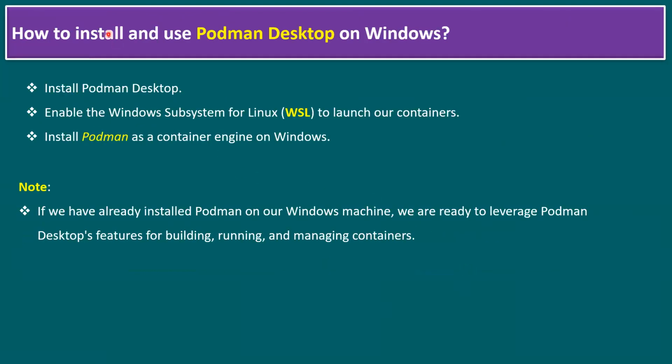Now let's understand how to install and use Podman Desktop on Windows. So here are the installation steps. First one, install Podman Desktop. It's a straightforward installation procedure. We can just download Podman Desktop from the internet, and once we download the .exe file, just follow the on-screen instructions. Once Podman Desktop is installed, from the Podman Desktop dashboard, we can start using the Podman container engine. But in order to start the Podman container engine, first we have to enable the Windows Subsystem for Linux to launch our containers and install Podman as the container engine on Windows.